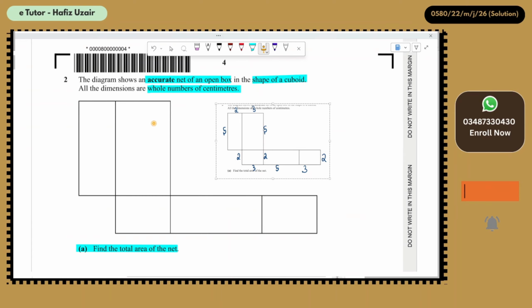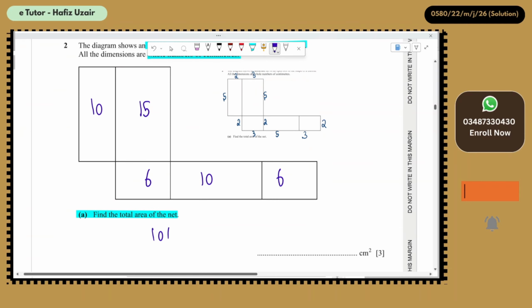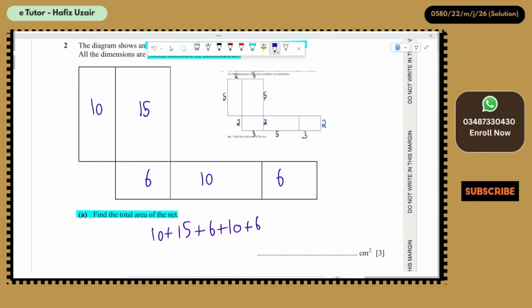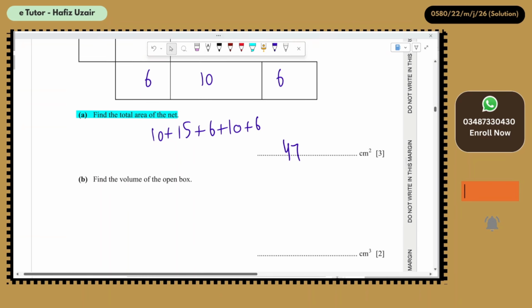Now you can check that the area, this is 2 and this is 5, so the area of this rectangle is 10, and the area of this rectangle is 15, and the area of this rectangle is 6, this rectangle is 10, and this rectangle is 6. So if we add all these values, 10 plus 15 plus 6 plus 10 plus 6, what is the value you will get over here? So 10 plus 15 is 25, and then 31, and then 41, and then 41 plus 6, and this will be 47. All right, let's move to B part.